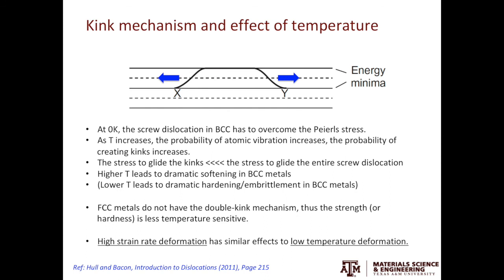Now, let's think about high strain rate deformation. If the deformation happens very fast, there will not be enough time to nucleate those kinks. Some parts of the screw dislocations are forced to directly glide to overcome the energy barrier. Therefore, we can regard high strain rate deformation as being analogous to low temperature deformation.